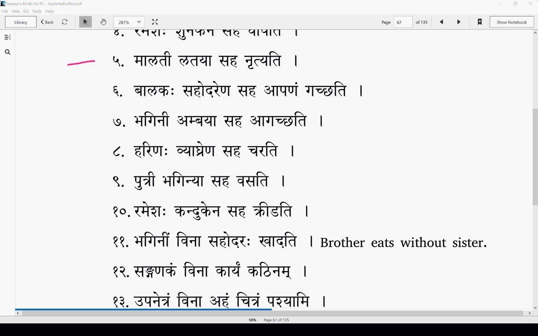Malati lataya saha nrityati. Lataya saha nrityati. Balakah sahodarena saha aapanam gacchati. Bhagini ambaya saha agacchati. Hariṇaḥ vyaghrena saha charati. Putri bhaginya saha vasati. Rameshah kandukena saha kridati.